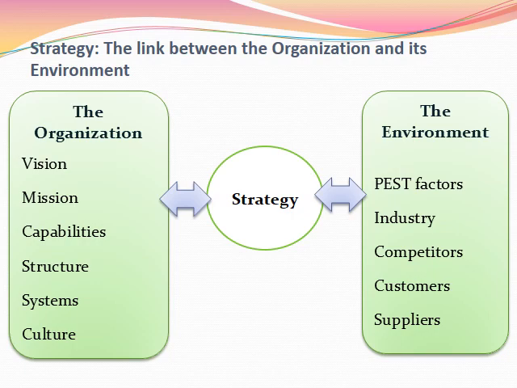The internal side, or the organization, consists of your vision, mission, and all of your capabilities. For example, you have marketing capabilities, research and development capabilities, the structure of the organization, what kind of systems are there, and what kind of corporate culture is available. These are the internal factors. For the external, I put PEST factors, industry environment, your competitors, your customers, your suppliers. You can see the environment mainly consists of the PEST factors as well as all the other stakeholder parties. So strategy is basically trying to link the two.